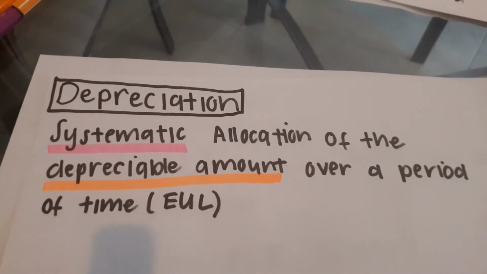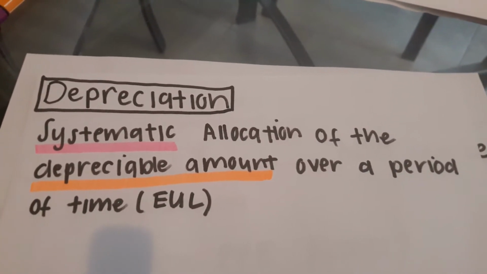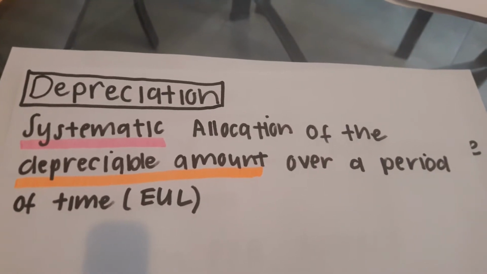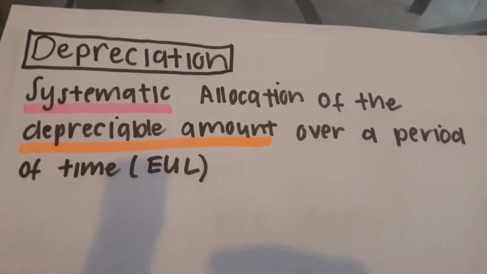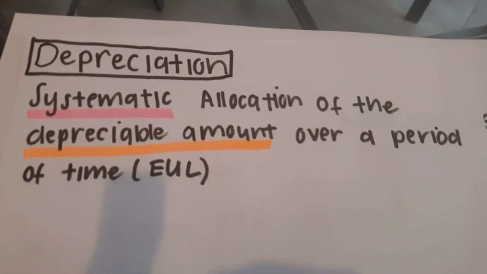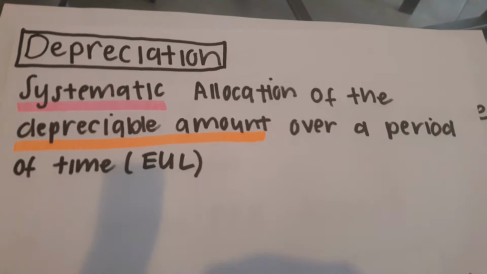The concept we will be explaining today is depreciation. Depreciation is the systematic allocation of the depreciable amount over a period of time or the estimated useful life of the asset. So what do we mean by systematic and depreciable amount?